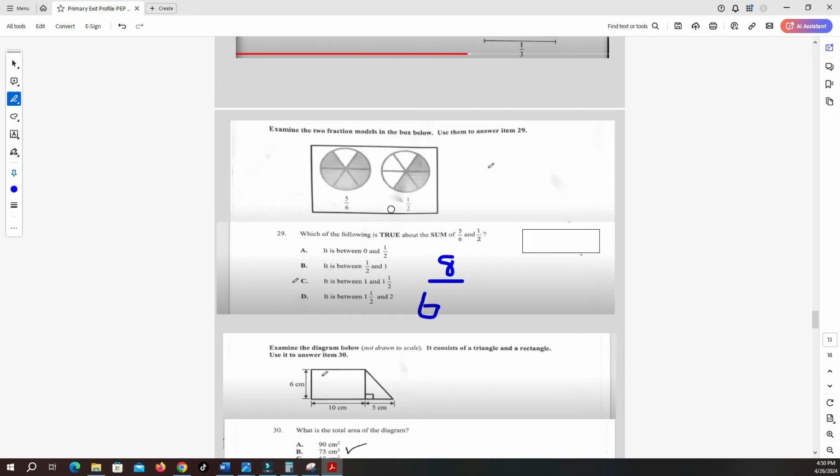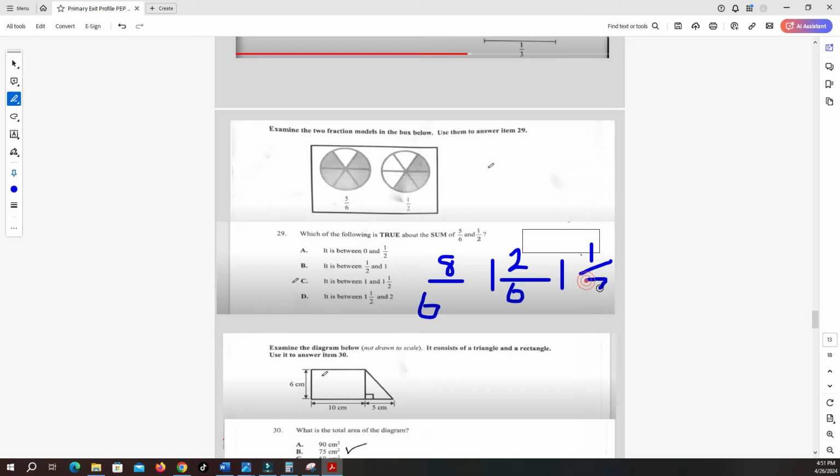And we are supposed to do what? Which of the following is true about the sum of 5/6 and 3/6? Okay, so we have the sum here. It is between 0 and a half. Okay, let's do this. So it's 6 into 6, 1. 6 into 8, I'm sorry, 1, and it remained at 2. 2 over 6. So that would be 1 and 2/6. It can be further broken down, so it's 2 into 2, 1.